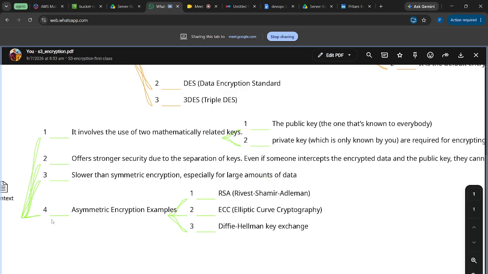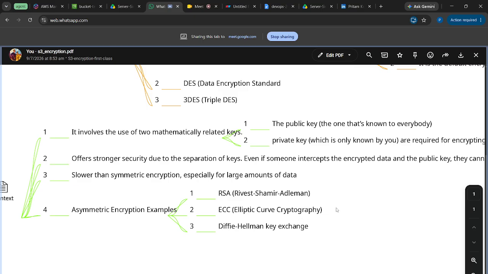Asymmetric encryption examples. There are a few examples. First one is RSA, Rivest-Shamir-Adleman. These are the examples of encryption. You just go through them, you don't need to memorize them because it is not that important from an interview point of view. ECC, elliptic curve cryptography, and Diffie-Hellman key exchange.